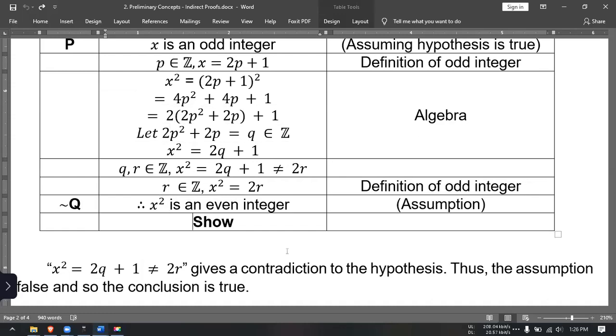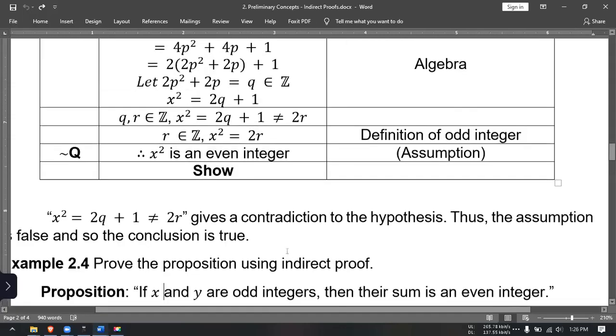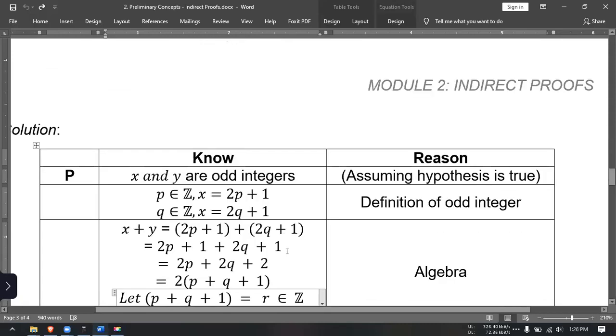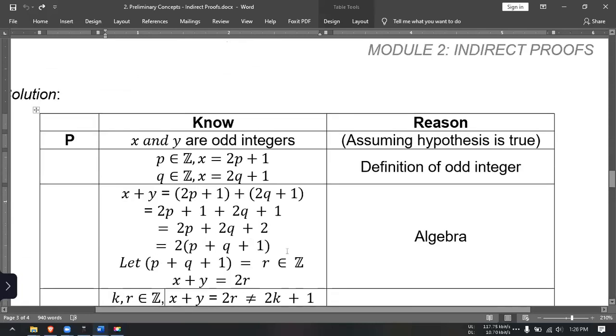So, move on tayo. We still have 4 minutes. Sir, 5 minutes na lang po. Yeah, 5 minutes. Next. I think one more example.